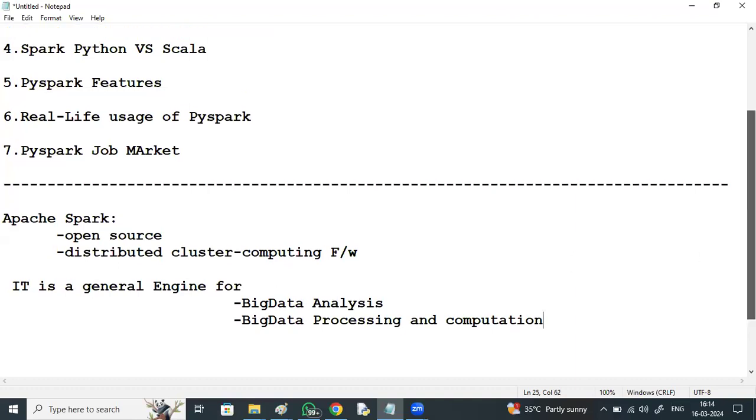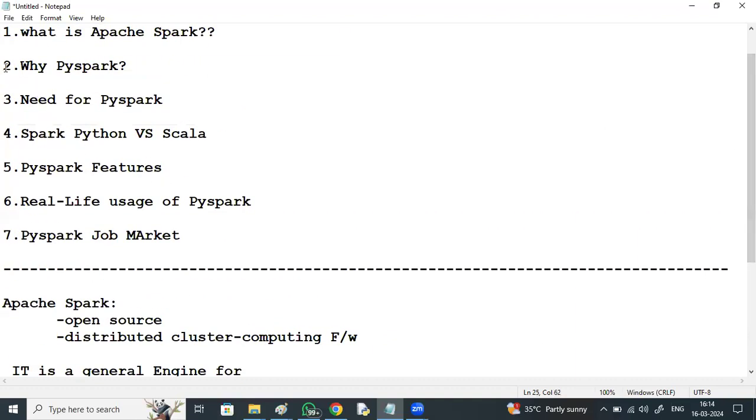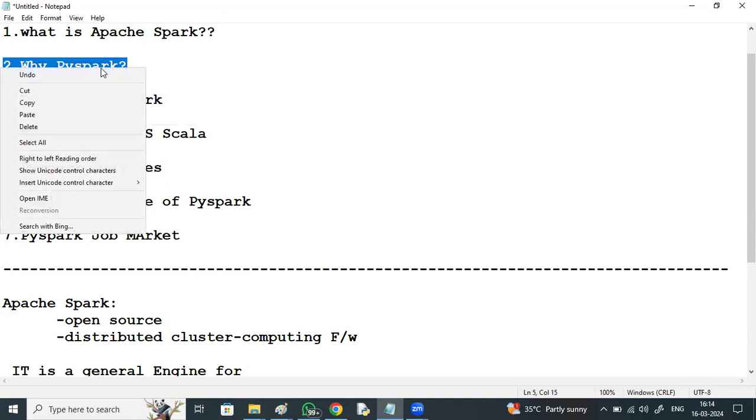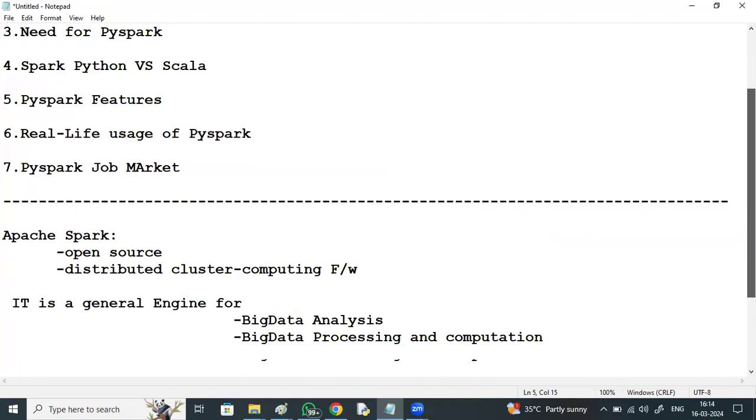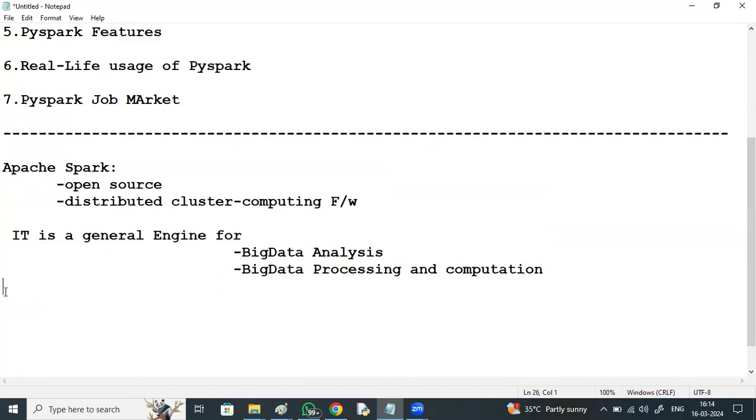So why PySpark? Someone was asking, why PySpark? PySpark is a Python API to use Spark.